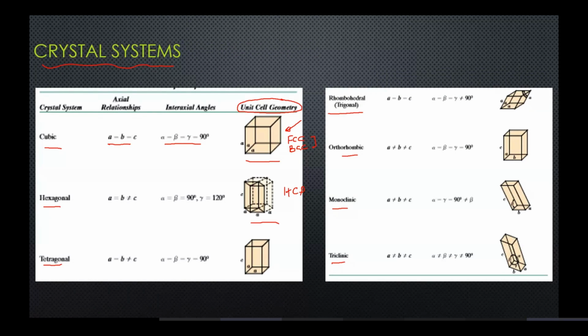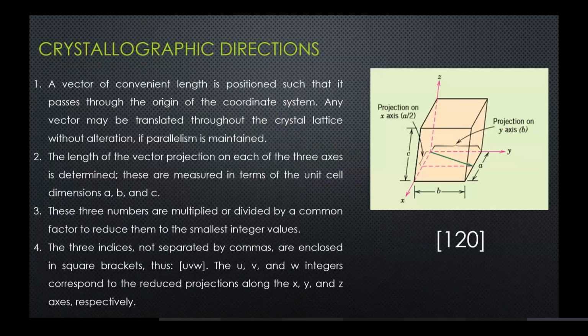Yes, sir. All right, moving on. The important aspects that we'll be looking into are crystallographic directions and crystallographic planes. How do you identify a direction in a unit cell? And how do you identify planes in a unit cell and how do you represent them? So we'll be looking into crystallographic directions first, and probably next week we'll start with crystallographic planes.